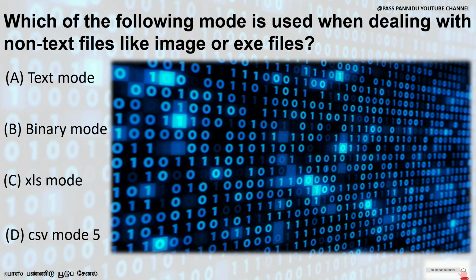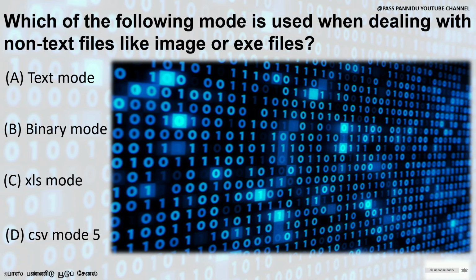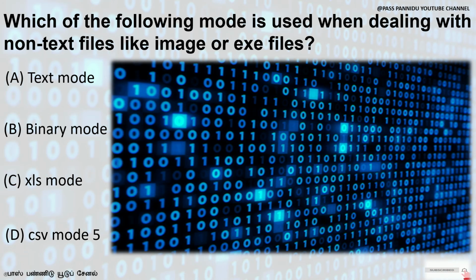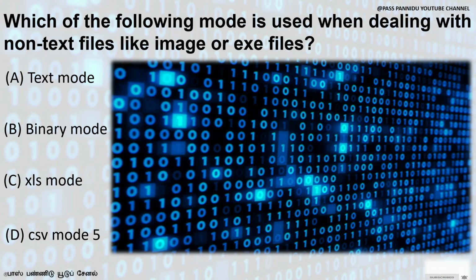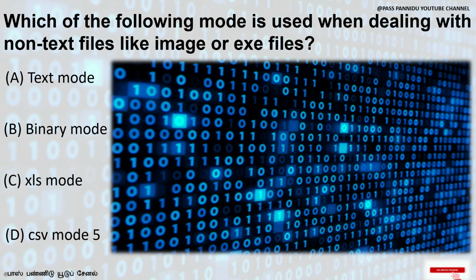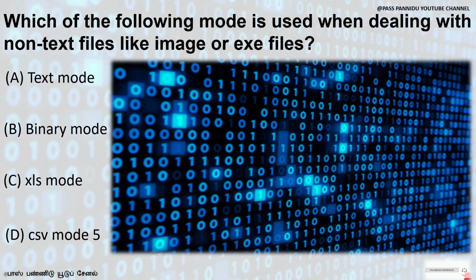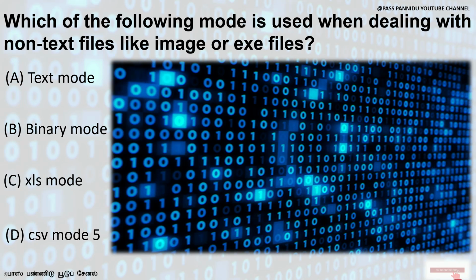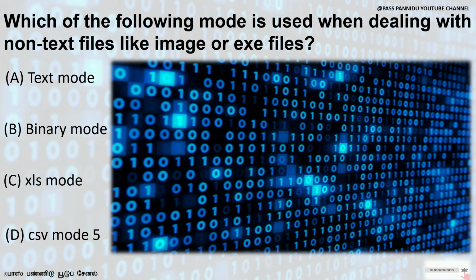Which of the following modes is used when dealing with non-text files like image or exe files? A. Text mode. B. Binary mode. C. XLS mode. D. CSV mode. Answer: B. Binary mode.